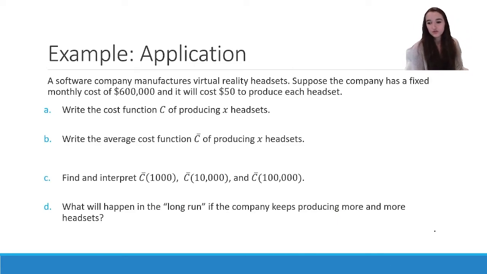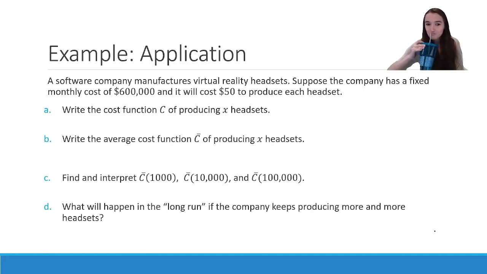So the final thing we're going to look at for this chapter is a couple of application type problems. A very common application we'll see is averages. A software company manufactures virtual reality headsets. Suppose the company has a fixed monthly cost of $600,000 and it will cost $50 to produce each headset. We're going to answer the following questions.